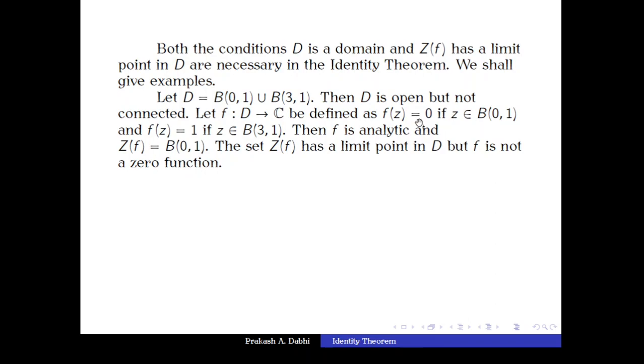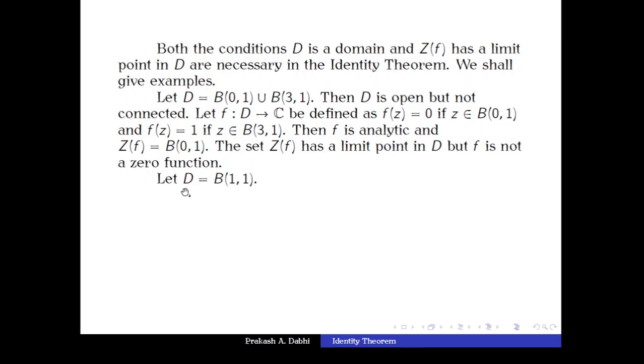So in the identity theorem we require that the open set D should be connected. If it is not connected, then the conclusion may not hold. Now what is the second condition there? If D is a domain, f is analytic on D, and another condition we require is that the zeros of f should have a limit point in D. So now we show that if the limit point is not in D, then again the conclusion of the identity theorem does not hold. So for that we are giving an example.